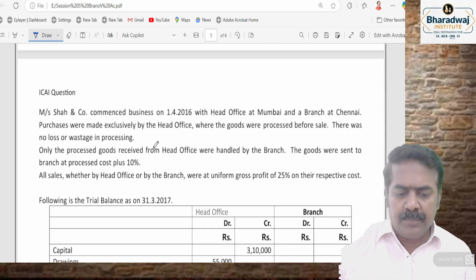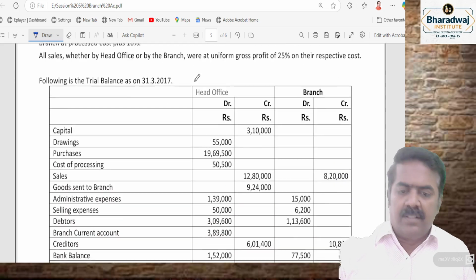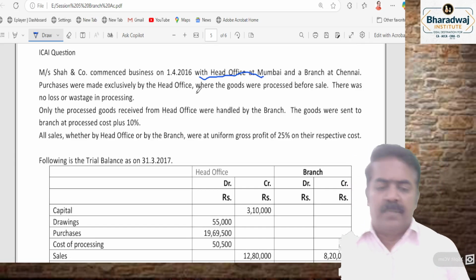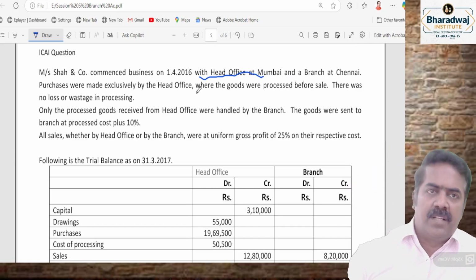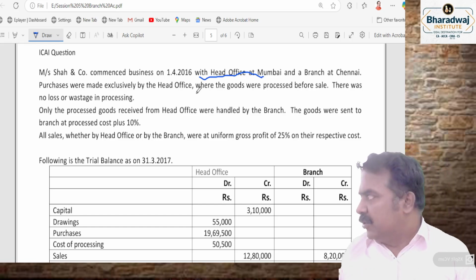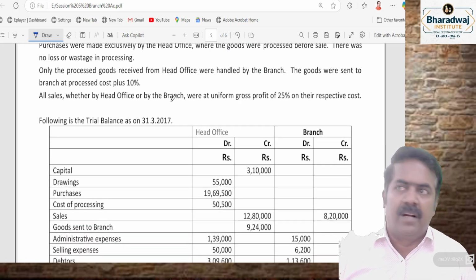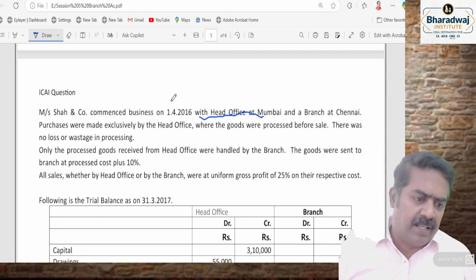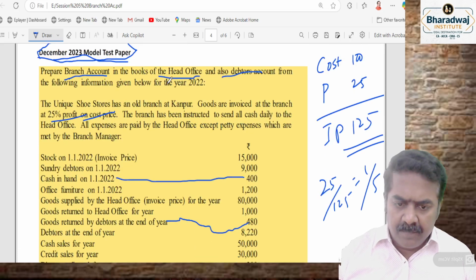We'll move on to the final accounts method. Normally, independent branches follow the final accounts method, where you prepare a trading and P&L account and a balance sheet.